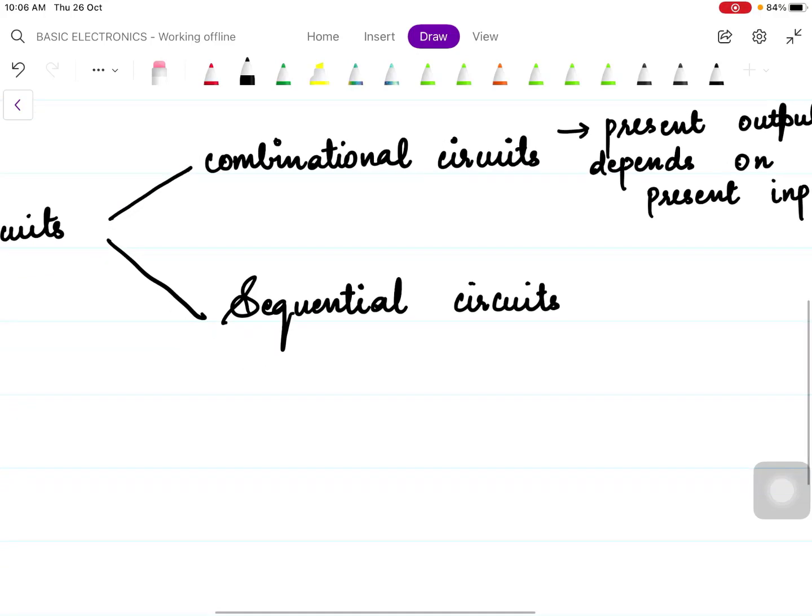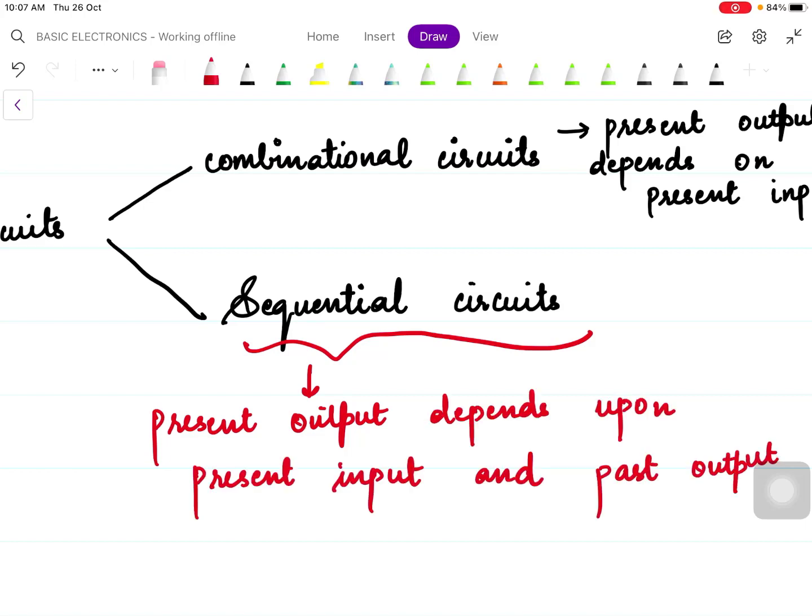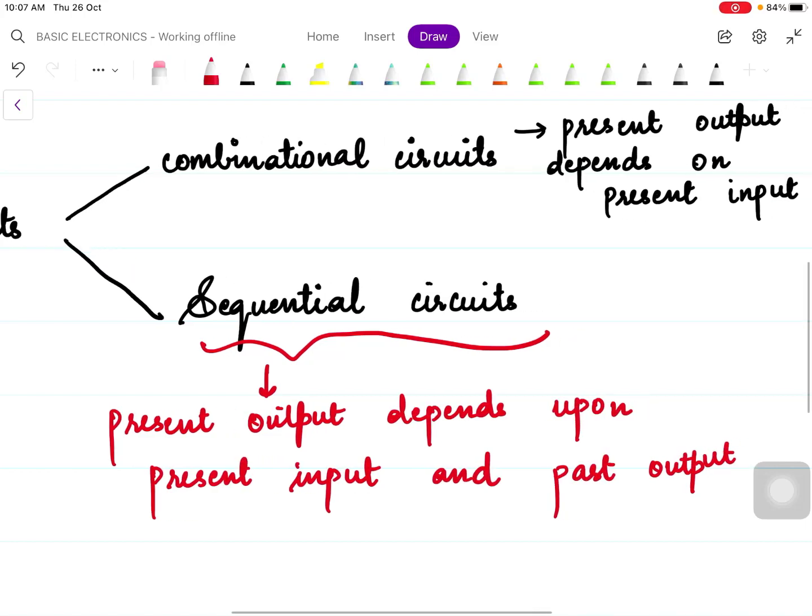While in the case of sequential circuits, it is very important to remember that the present output depends upon present input as well as past output. So it is very important to remember this, that in the case of sequential circuits, the present output depends upon present input as well as past output. So when we are using anything from past, we need to have some memory element in the circuit.